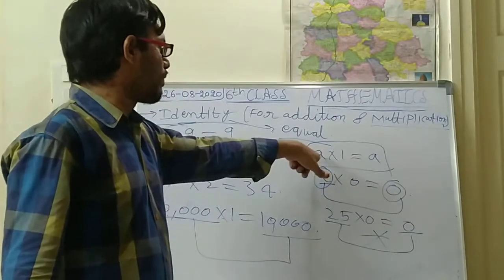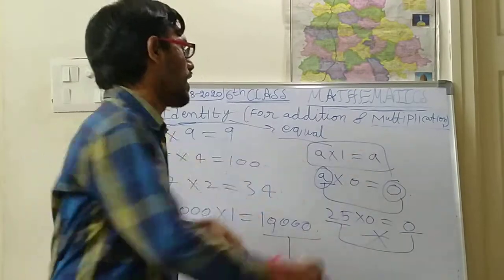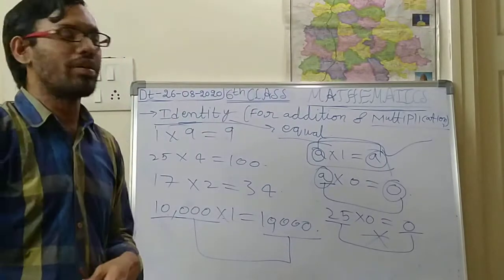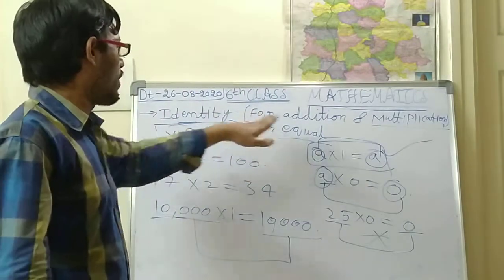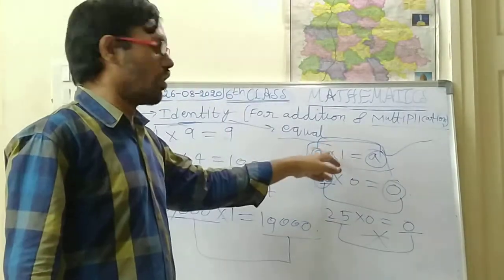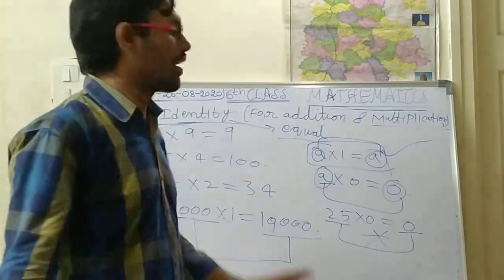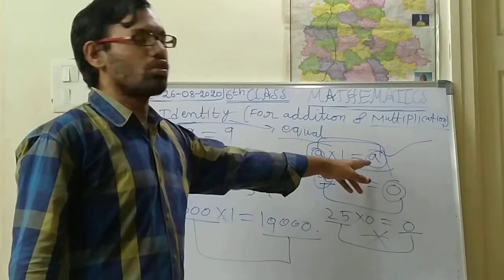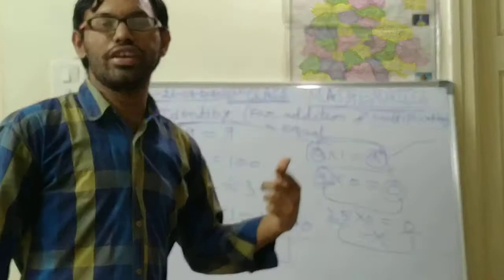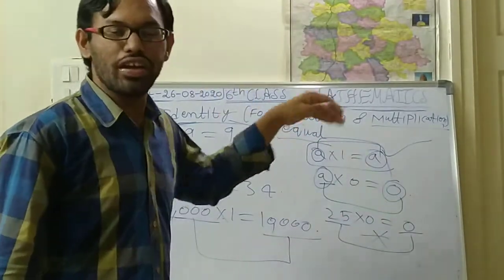When is it satisfying? If you multiply any whole number with 1, then only it is satisfying, and both are equal. Then only the property is satisfied. So what is the multiplicative identity property? If a is any whole number, then a into 1 is equal to a. This is the multiplicative identity property, and it satisfies the multiplicative identity property.